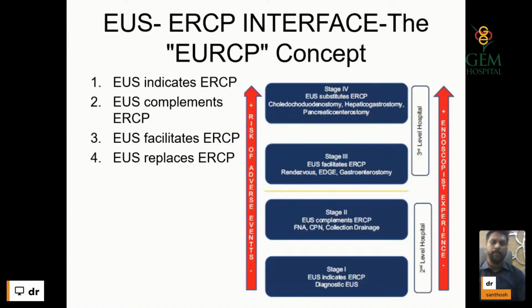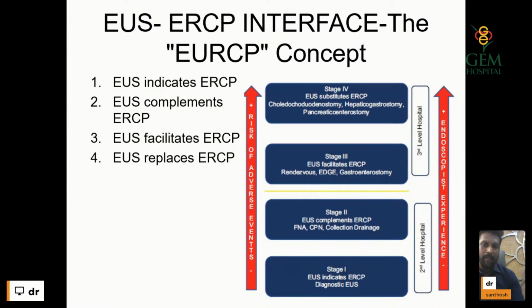So, how can we use both the methods? In the first stage, EUS indicates ERCP: EUS has only a diagnostic role and ERCP has a therapeutic role. The second stage is EUS complements ERCP, so both have an equal role. The third is EUS facilitates ERCP. Once ERCP fails by the normal method, EUS helps to complete the ERCP.